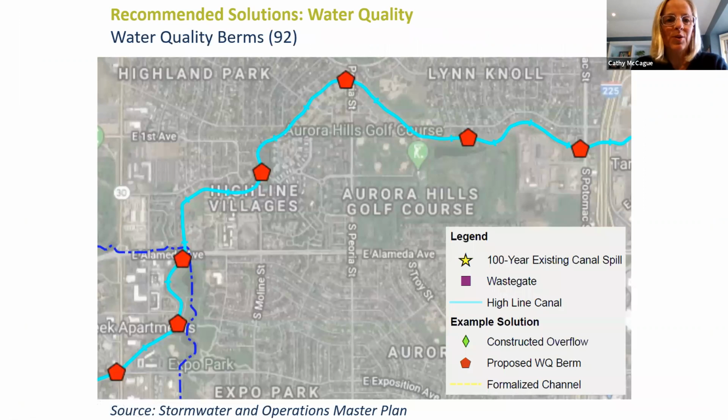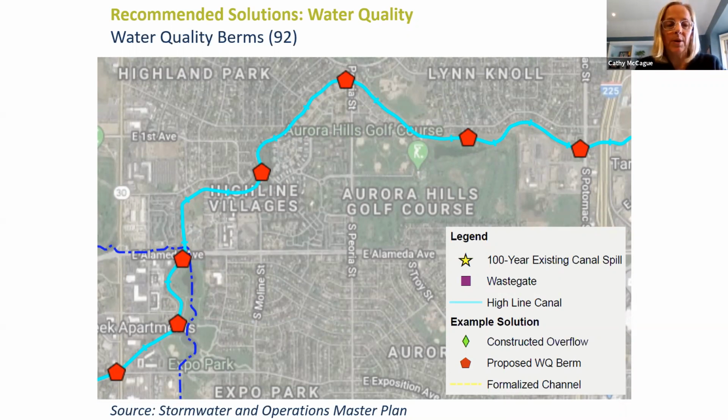Okay, so let's dive into how we are going to make this transformation possible. So we're going to look at water quality. Based on the studies, we said, yes, the canal can be used for water quality purposes. In the master plan, there are proposed 92 water quality berms. So here on this slide, you can see an example of how stormwater management will look on the canal. For those who are familiar with this area, this is in the city of Aurora, where there's a lot of opportunities to use water quality berms.